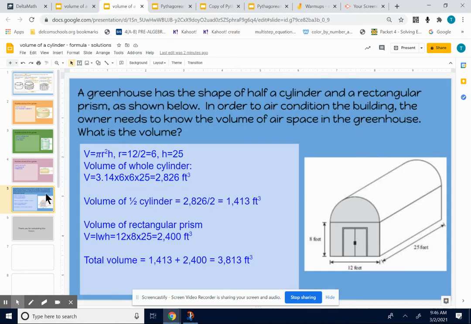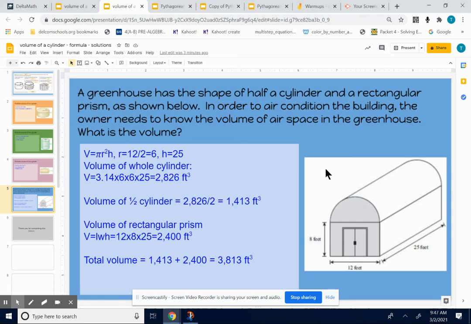Okay, a greenhouse has the shape of half of a cylinder and a rectangular prism as shown below. In order to air condition the building, the owner needs to know the volume of airspace in the greenhouse. What is the volume? Okay, this is kind of tricky. You want to think of this as half of a cylinder. See, it's cut in half. And a rectangular prism. Okay, combined together. Okay, one's on top of the other.